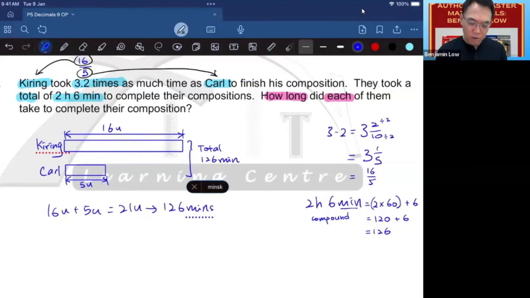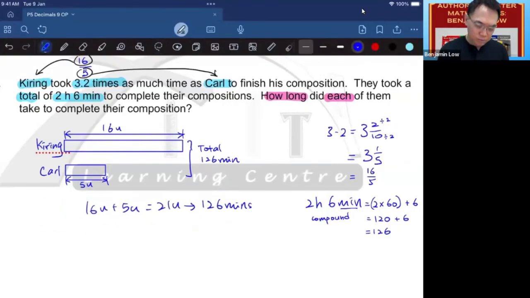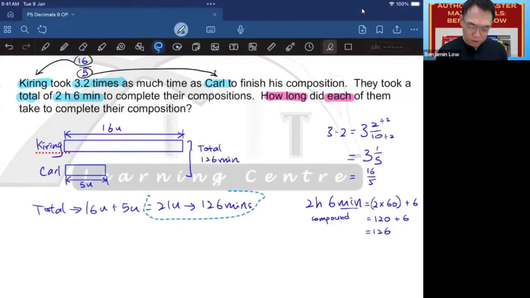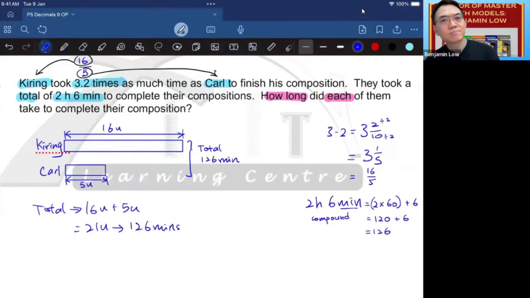Okay, if you would like to be more precise, you can always put here total, and then some teachers would prefer that you write this here. Okay, in which case they just do that. All right, so what do you think is the next step?